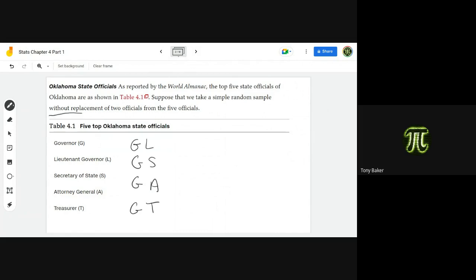Since it says without replacement, I'm not going to have governor and governor. If it didn't say that, I could have governor again. So that's what without replacement means. That person's not being put back into place.